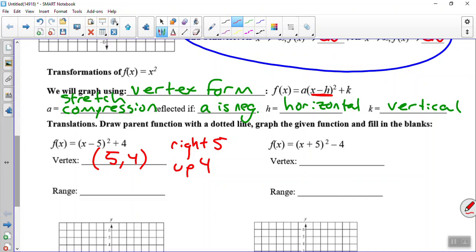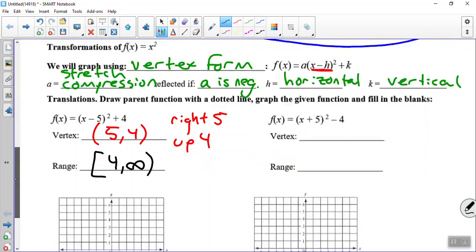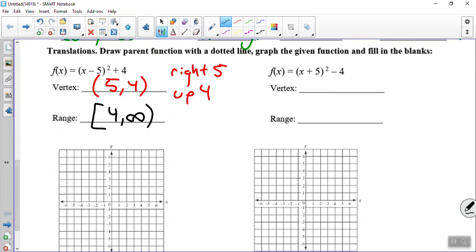Okay? If the whole graph moves up, that's going to change the range. So the new y-coordinate of the vertex is 4. That means the range of this function is going to be 4 to positive infinity. Okay? We hope that you can do that without graphing this function. If you have to graph it to answer for now, that's okay.